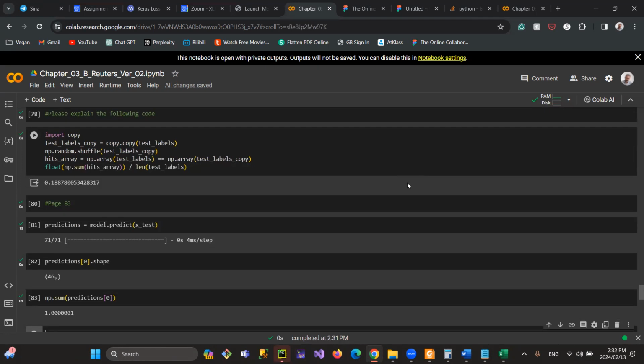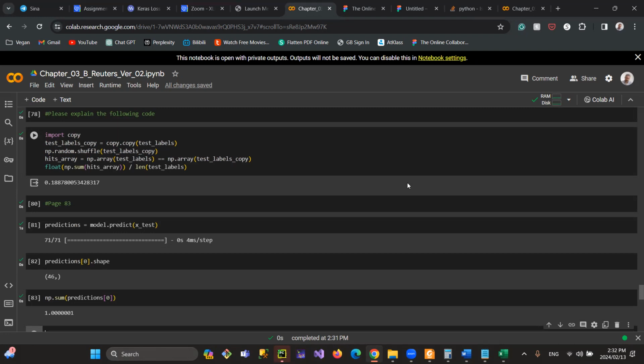What was the actual label for it? The actual label was number three. You remember, we checked the actual label. And it says that the chance of being zero is 0.001. The chance of being one was 0.02. But the chance of, for instance, three, it's 0.85.